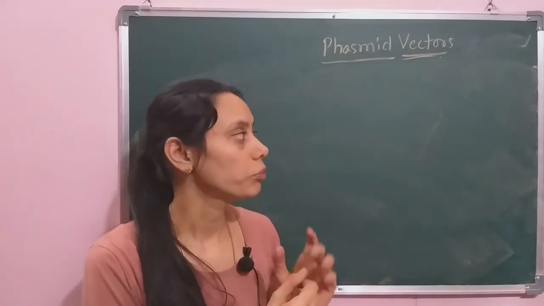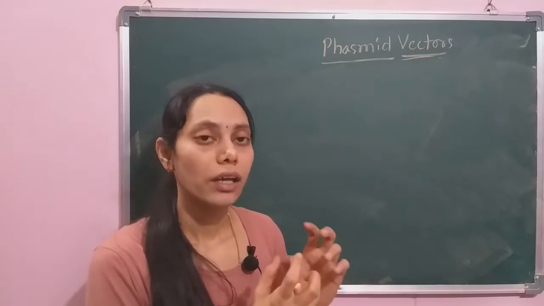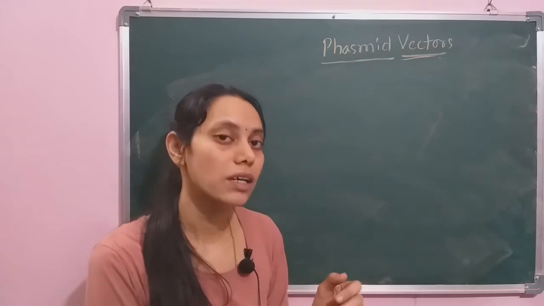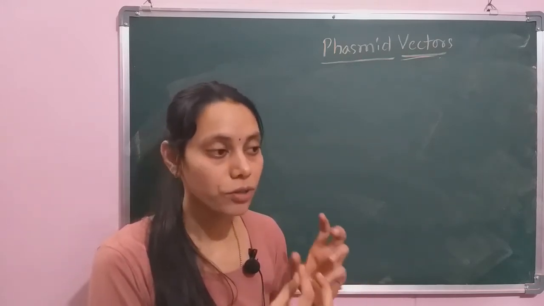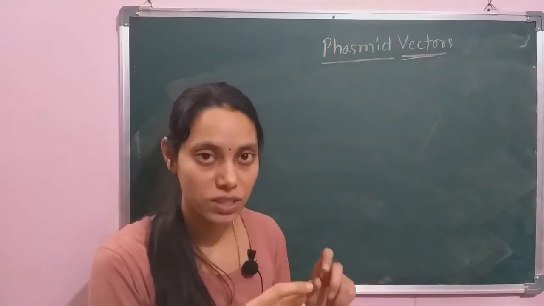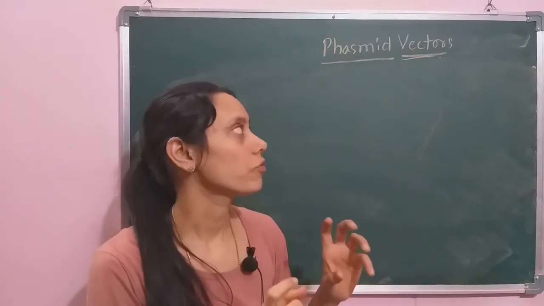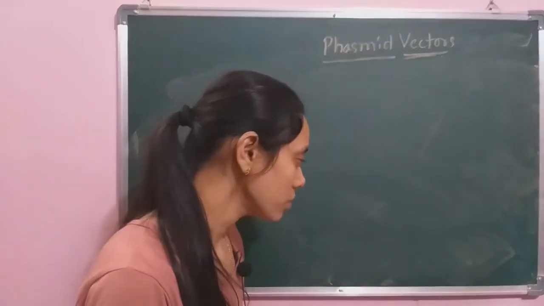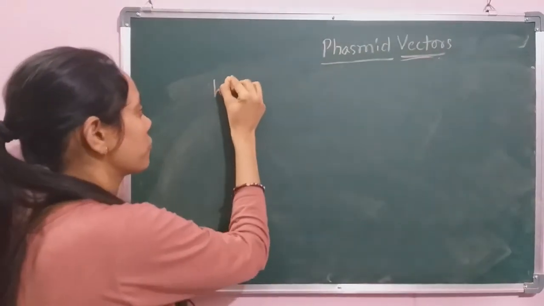vector. So the beauty of these phasemid vectors is that they can replicate in a single stranded form. They can also replicate as a double stranded DNA form. For such experiments for which we need single stranded DNA directly, that can be directly obtained from these phasemid vector cloning systems. So this phasemid, what exactly is the phasemid?